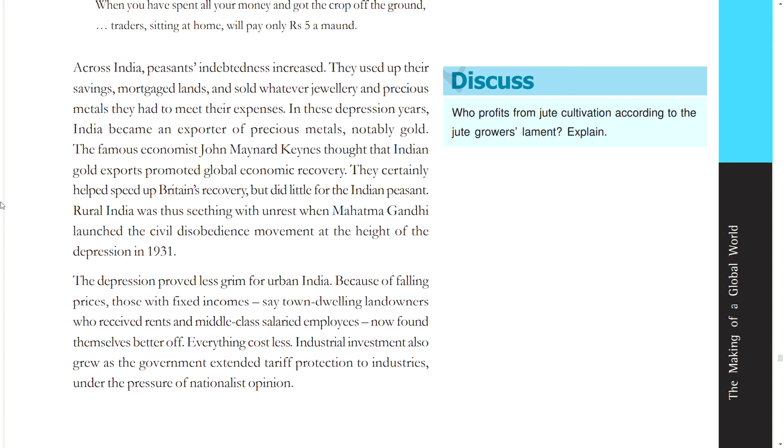Rural India was thus seething with unrest when Mahatma Gandhi launched the Civil Disobedience Movement at the height of the depression in 1931.